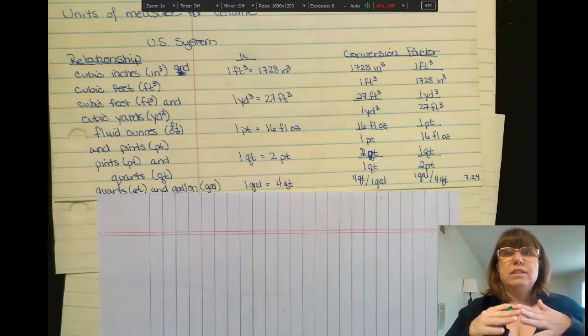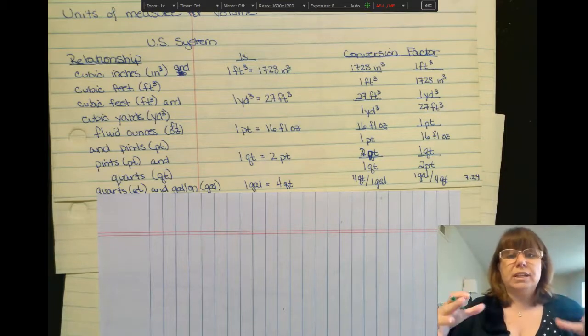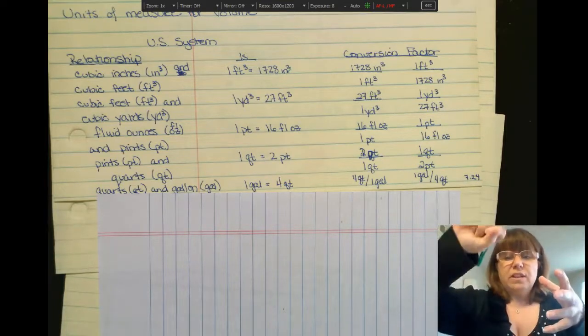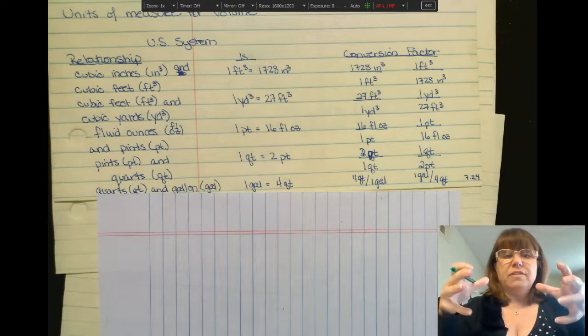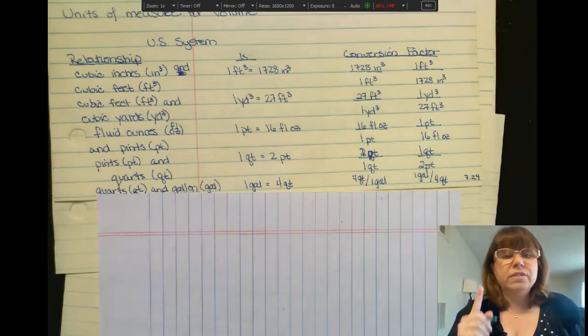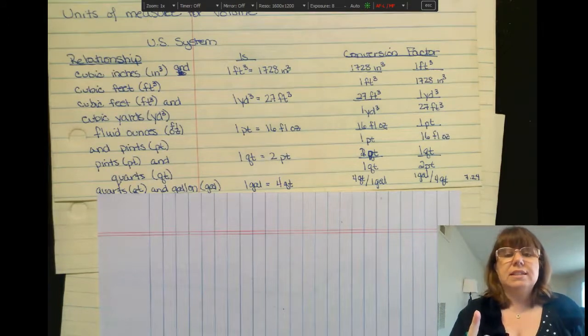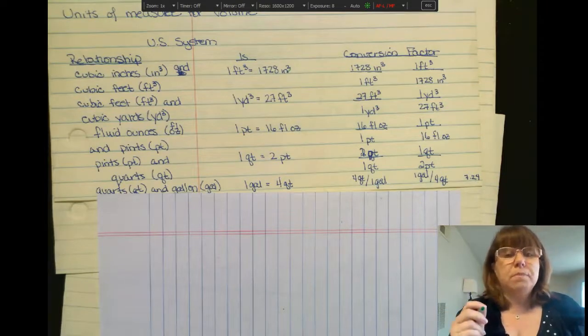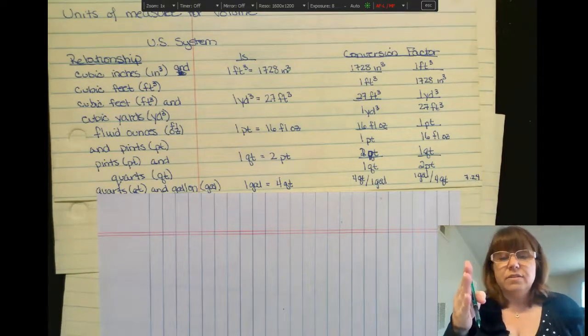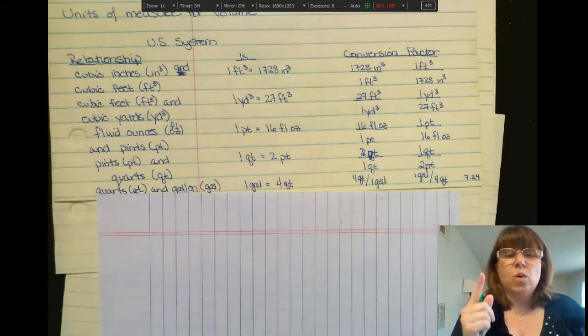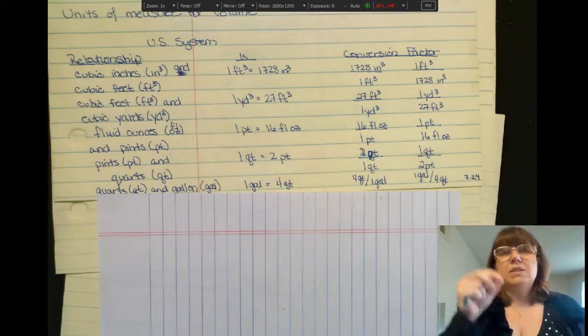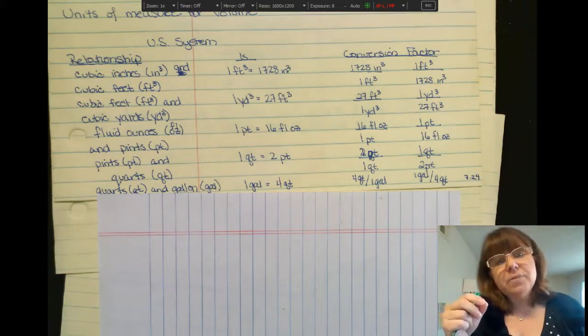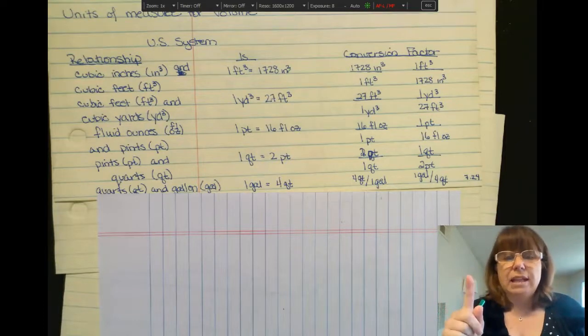Now that's for distance, but we also have fluid. If you think about a container, I could fill it up with fluid, and I have fluid containers. So 16 fluid ounces is equivalent to 1 pint. 1 quart is our next measurement up. There are 2 pints in 1 quart. And then our next measurement up from there is a gallon. So there are 4 quarts in 1 gallon.